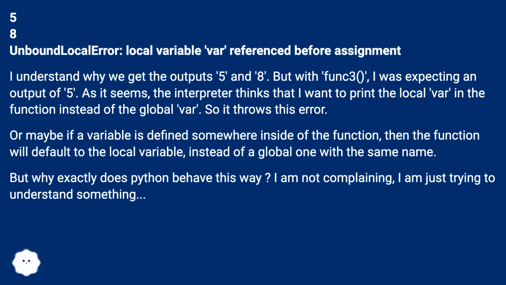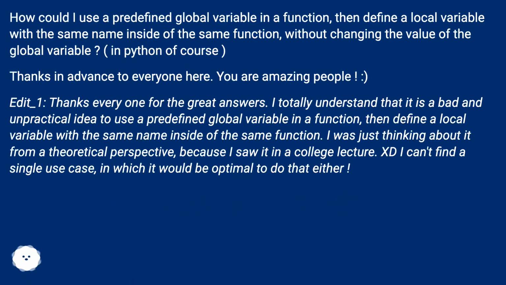Or maybe if a variable is defined somewhere inside of the function, then the function will default to the local variable, instead of a global one with the same name. But why exactly does Python behave this way? I am not complaining, I am just trying to understand something. How could I use a predefined global variable in a function, then define a local variable with the same name inside of the same function, without changing the value of the global variable? In Python, of course.